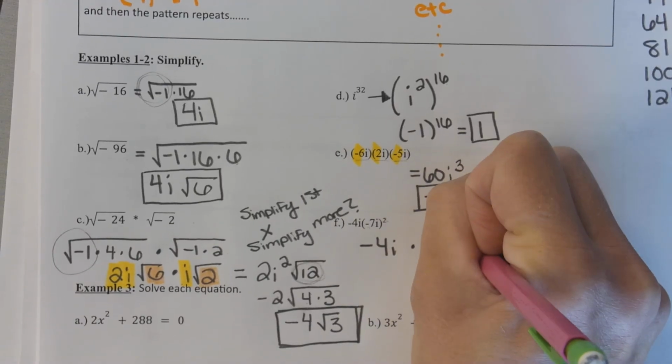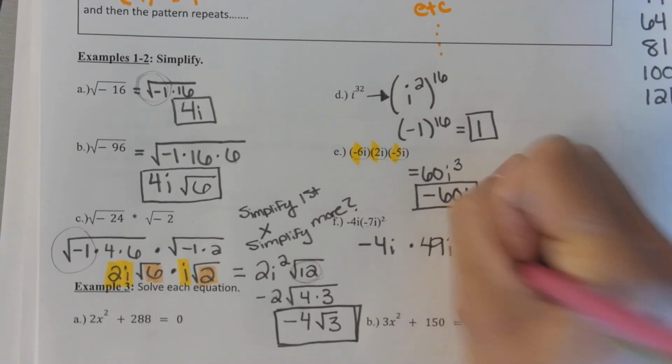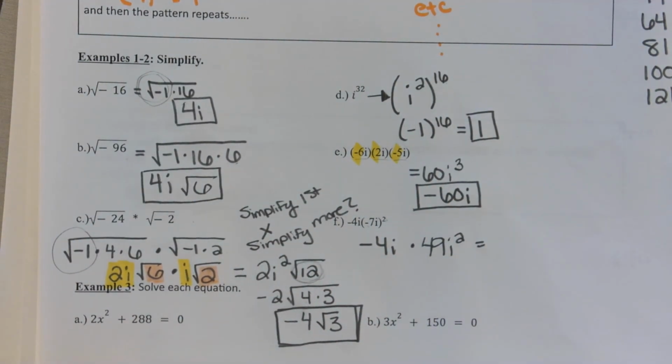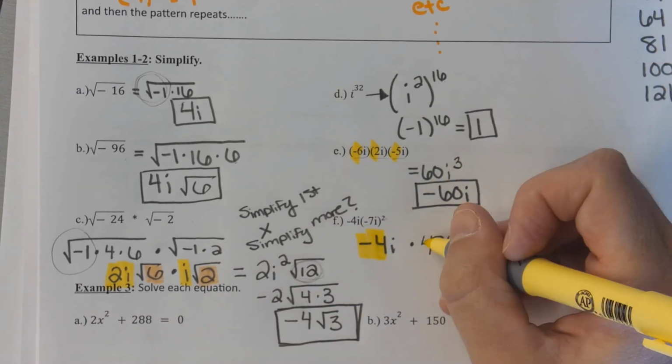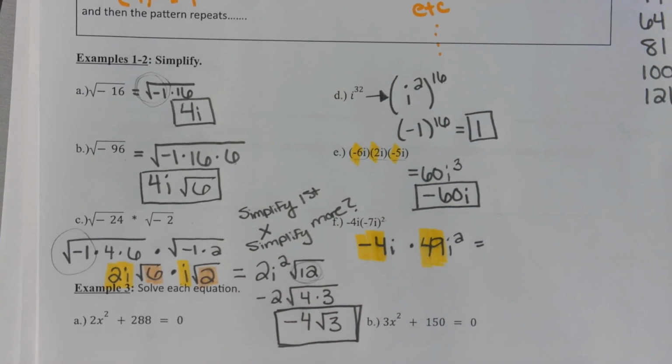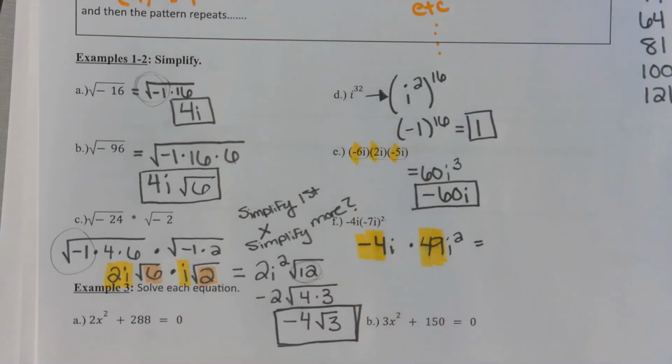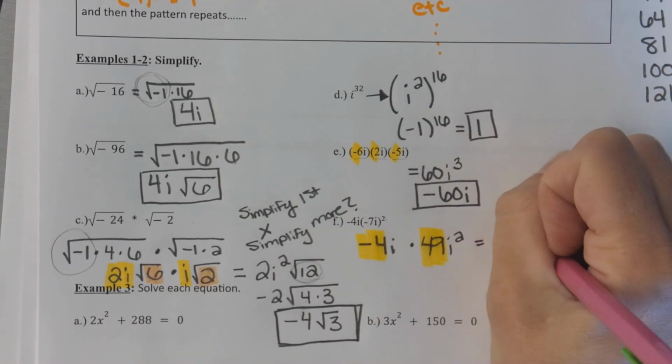Now we've simplified them. Let's multiply these things together. If I do negative 4 times 49, what do I get? I'm multiplying these things together because these are numbers I can multiply together. They're my coefficients. What do I get? Negative 196.